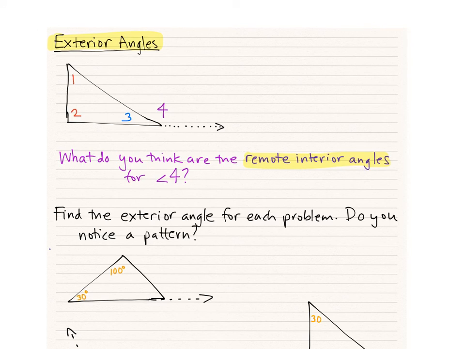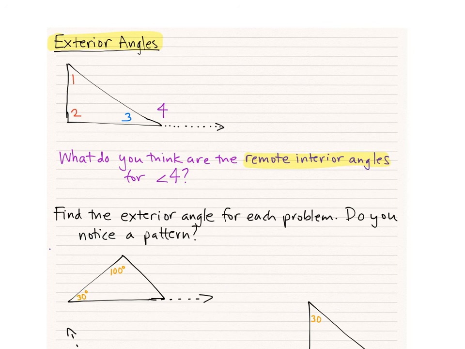So if you think about the word remote, like remote control, right? You can sit at your couch and change the channel remotely by not touching the TV. In this case, remote would be not touching, and then there are interior angles. So out of these 3 interior angles, which ones are not touching this exterior angle? Well, 3 is touching it, so it's not 3, but these 2 are not. So 1 and 2 are actually called the remote interior angles for this exterior angle.